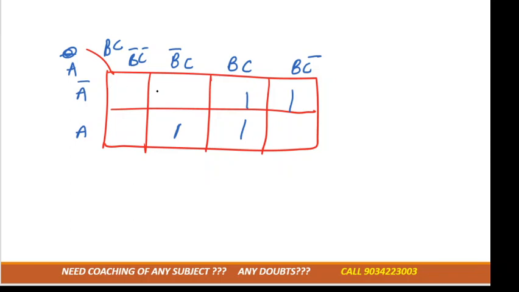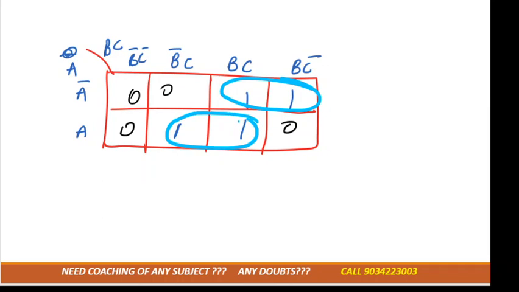Now we have to do pairing. Okay, how can we do pairing? We have to see which two ones are side by side. You can see that these two ones are here like this, correct? And these two ones can also be paired. So we are basically having two pairs. This one is pair 1 and this one is pair 2.